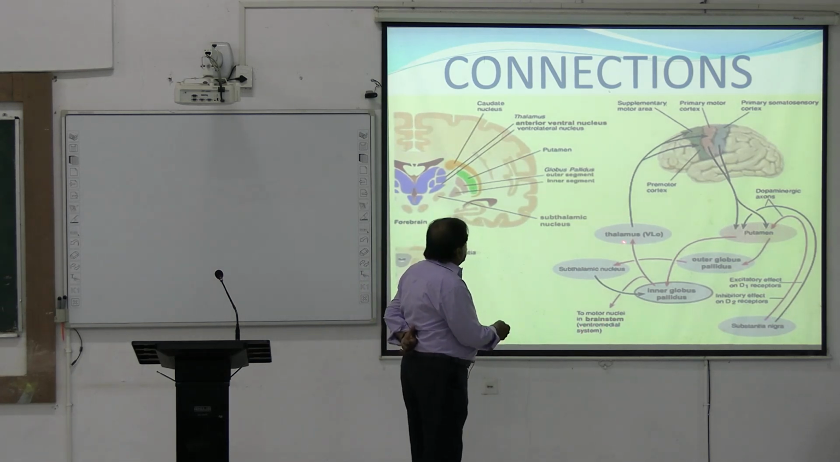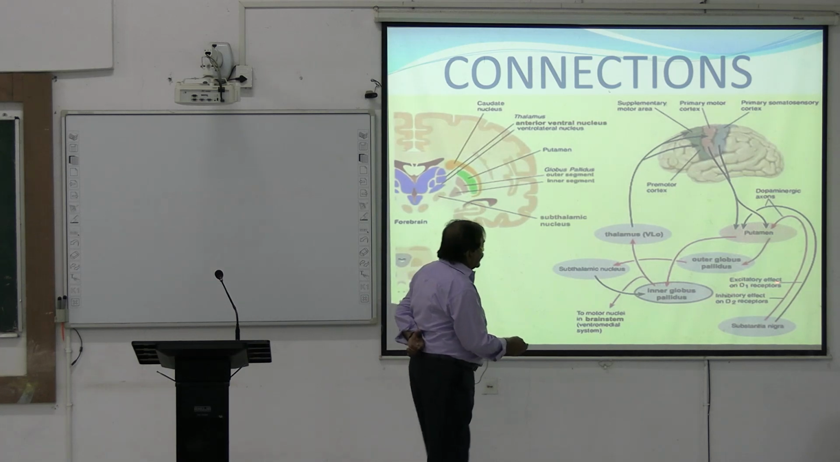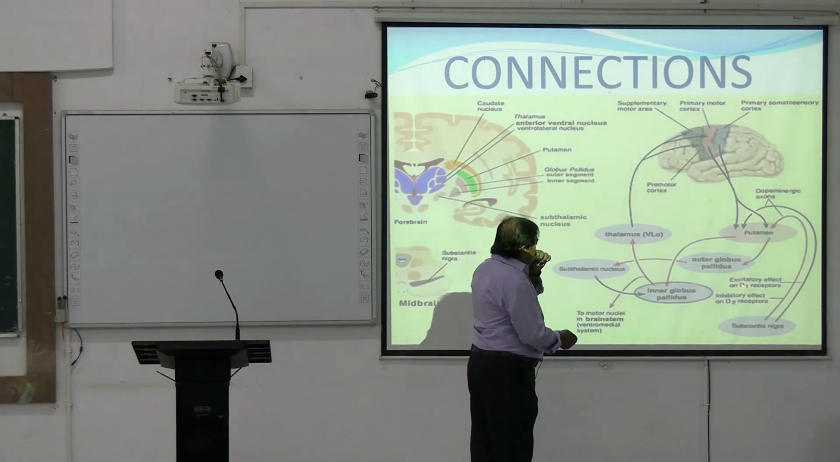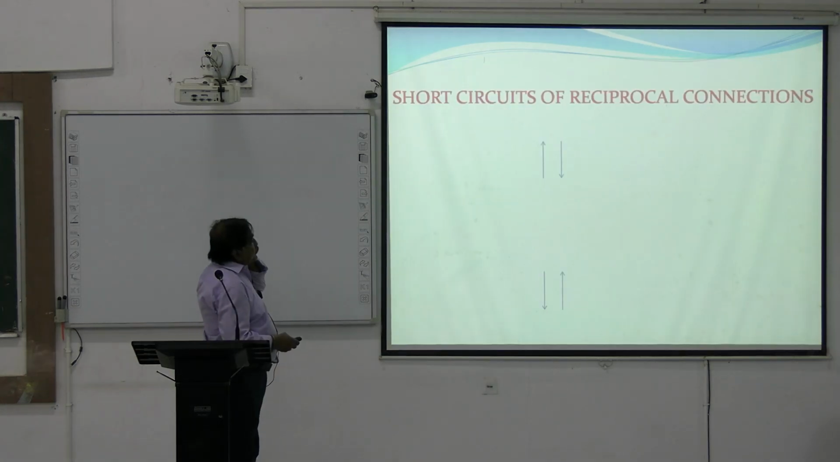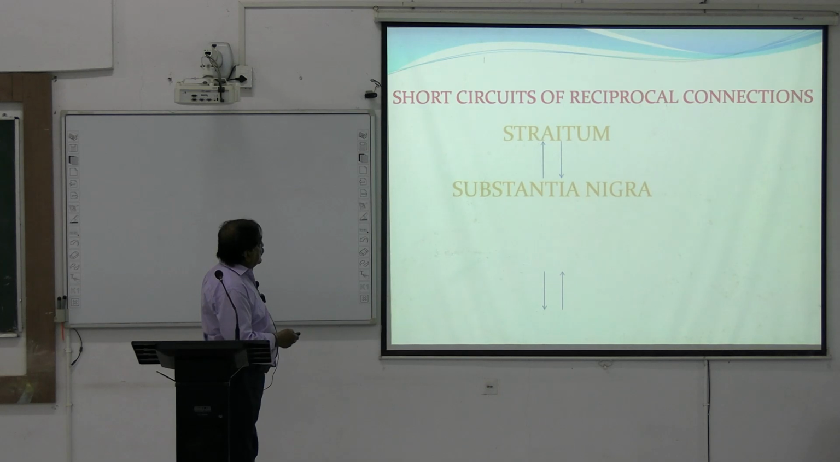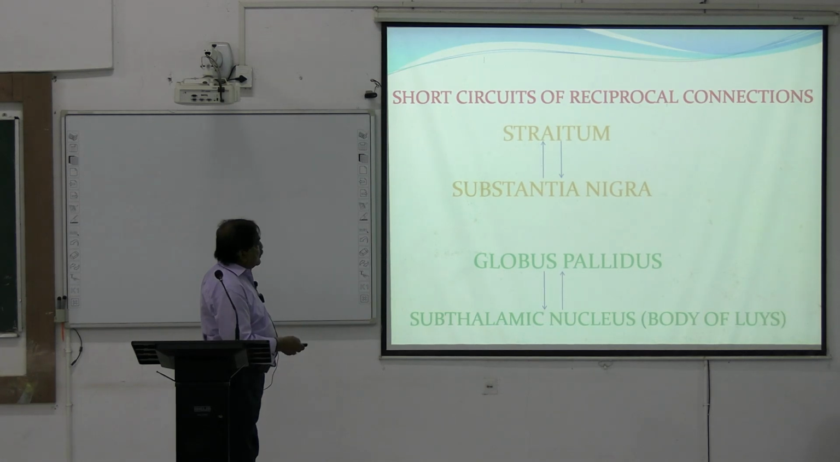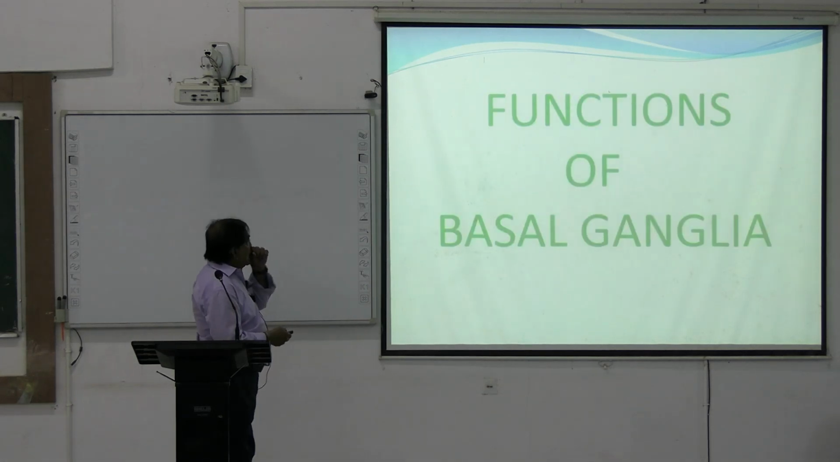Ventromedial system, the thalamus, excitatory D1 receptors and inhibitory effect of D2 receptors. Substantia nigra. Short circuits of reciprocal connection: striatum, substantia nigra, globus pallidus, and subthalamic nucleus, body of Luys. Functions of basal ganglia.